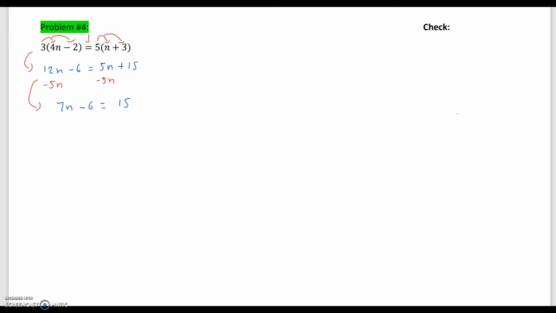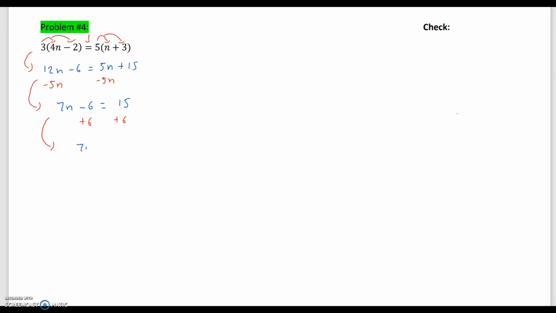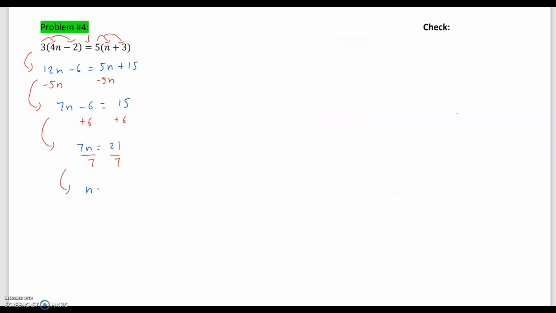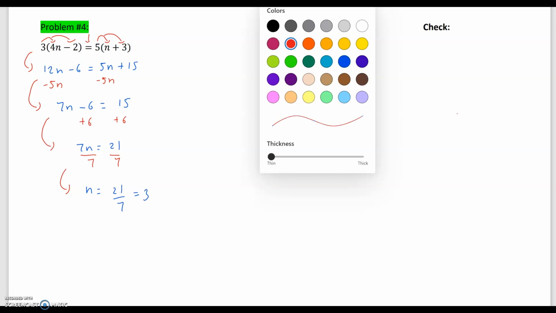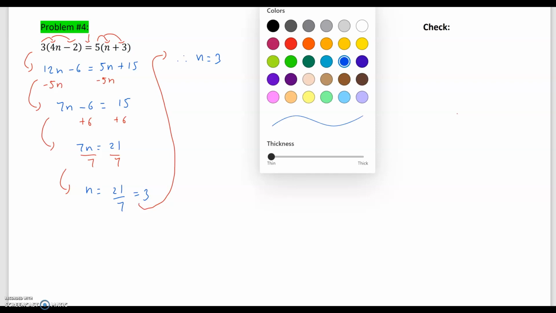The next step, we're going to be adding 6 to both sides. And we're going to end up with 7n is equal to 21. And then for our last step, we're going to be dividing by 7. So we're going to end up with, in this case, n is equal to 21 divided by 7, which is equal to 3. So let me just rewrite it here, and this will be our final solution. I'm just going to write it as n is equal to 3.